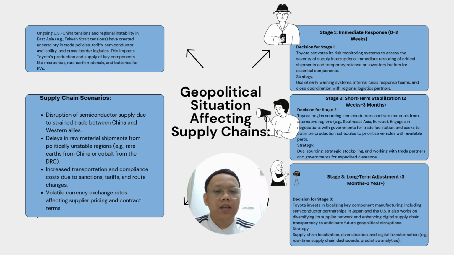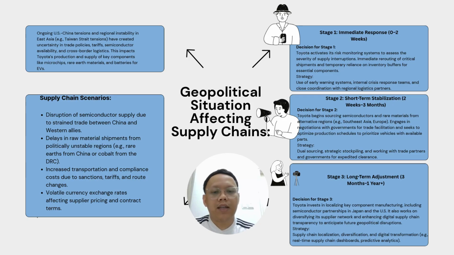For instance, in the case of semiconductors, we've seen how trade disruption between China and Western countries has caused delay in the supply chain of raw materials like semiconductors and rare earth materials. This has directly affected major companies like Toyota that rely on these components for their vehicle production.